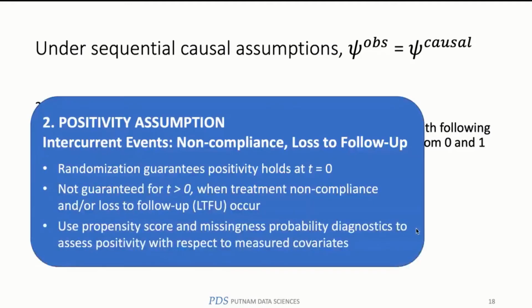All right, so randomization guarantees that positivity holds at T equals 0, so we don't have to worry about that. However, at later time points, if you have any treatment noncompliance or you have loss to follow-up, then it's not really guaranteed anymore. If you start out with, say, 10 men and 10 women, and then at time point 2, all the women drop out, then suddenly positivity doesn't hold anymore. So you can investigate this by looking at propensity score and miscellaneous probability diagnostics. And you have to do it at every time point. You can't just do it at baseline.